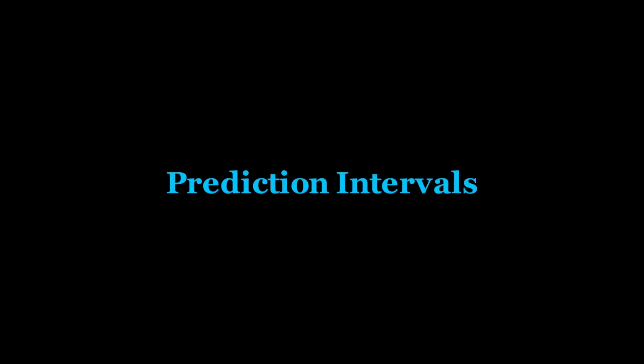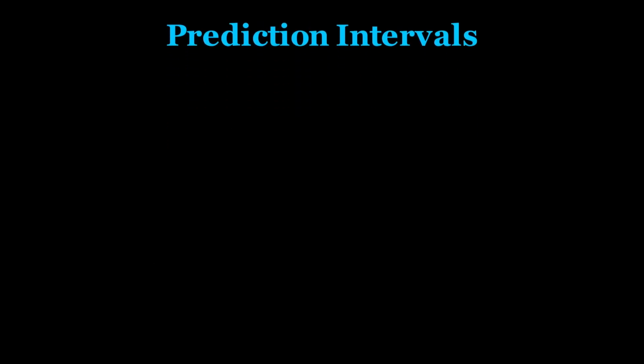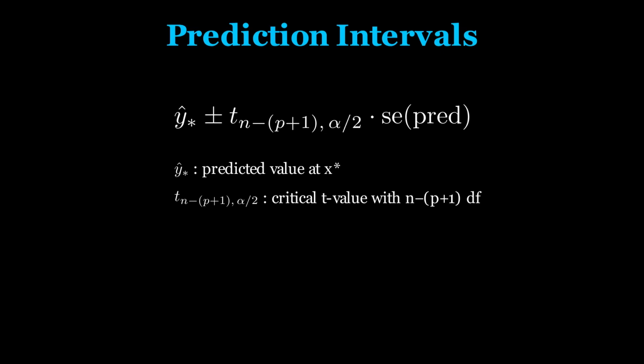Now that we understand prediction error, let's construct a prediction interval. A 1 minus alpha % prediction interval for y star is given by this equation. Y hat star is the point predictor introduced in the previous section. The critical t-value is the same as in the confidence interval for the coefficients.